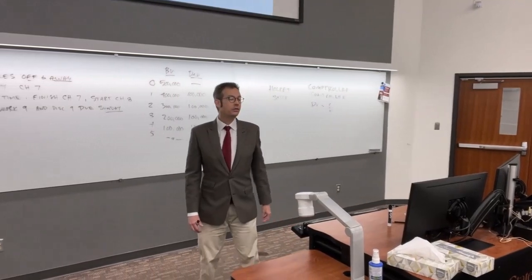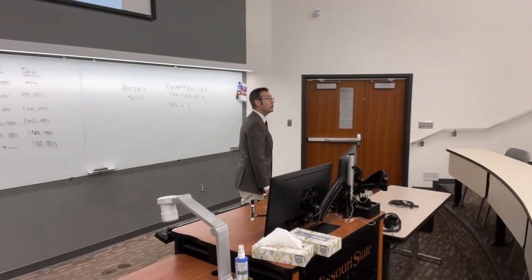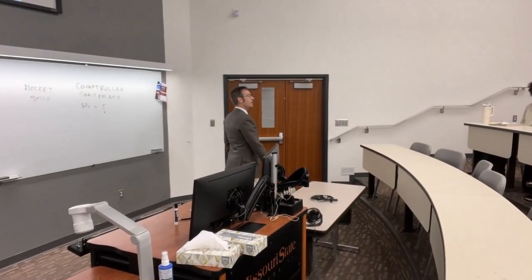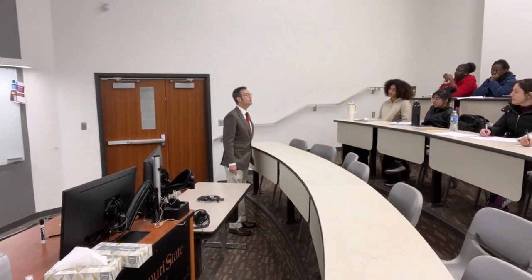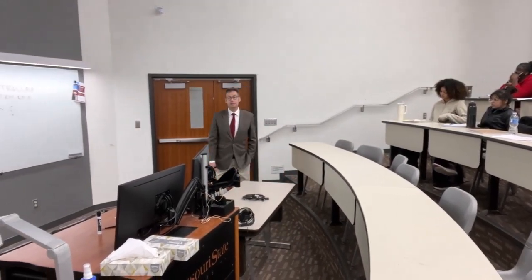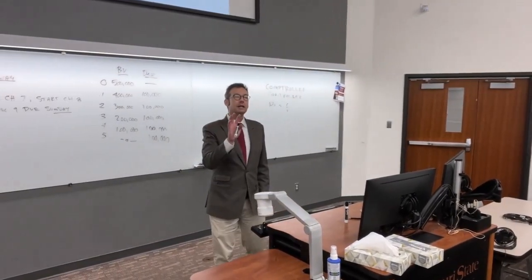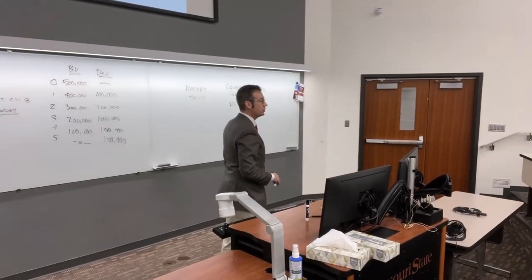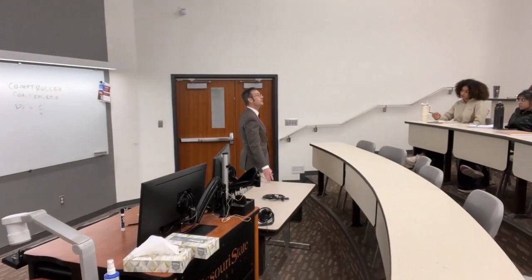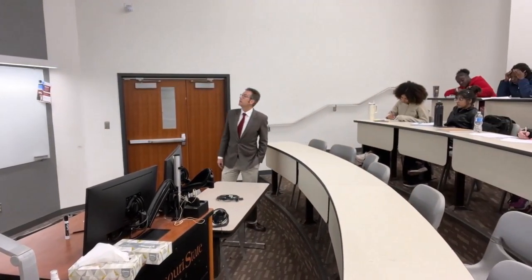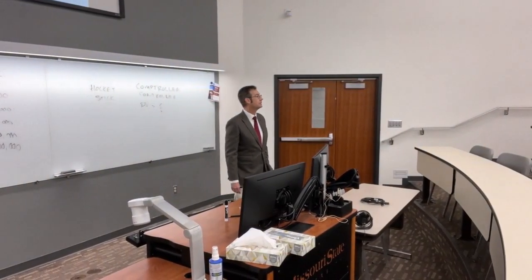So, what is our rule? We accept all projects with IRR greater than the appropriate discount rate. By the way, that appropriate discount rate is the same appropriate discount rate that we use for NPV. It's the same discount rate. Now, there are exceptions, and we'll talk about them. But generally, if the IRR is greater than the appropriate discount rate, then the NPV is positive. If the IRR is lower than the appropriate discount rate, then the NPV is negative.